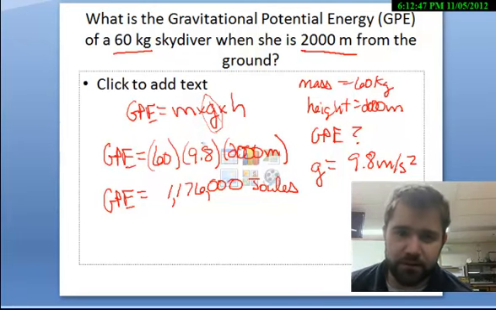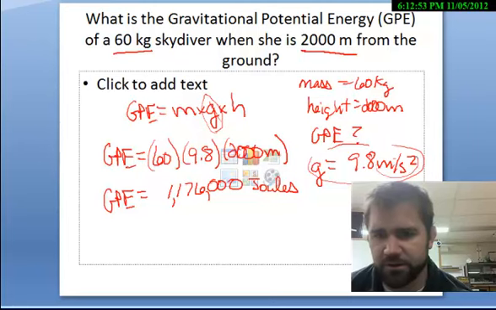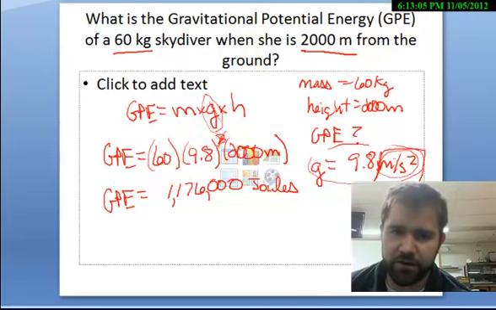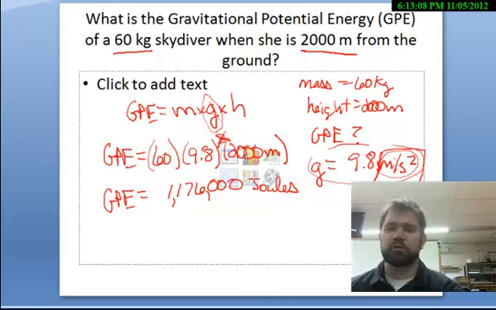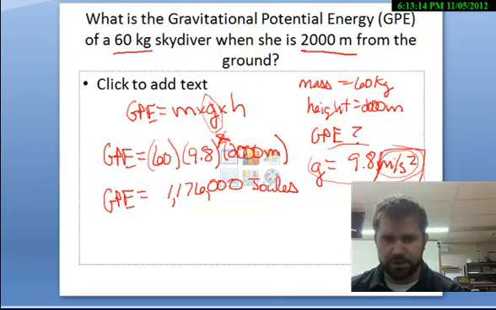By the way, one misconception that a lot of students have is that because the units for acceleration due to gravity are meters per second squared, you have to square 9.8. You don't. This is just the unit, meters per second squared. It has nothing to do with the number. So this is not squared here. We don't square 9.8. The unit is meters per second squared, but that doesn't change our calculation. So it's just 60 times 9.8 times 2,000.